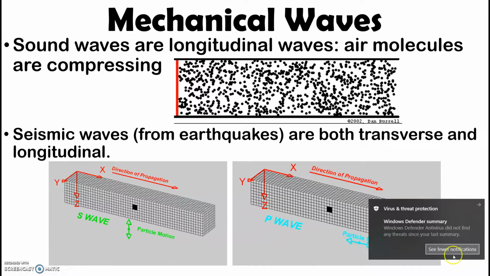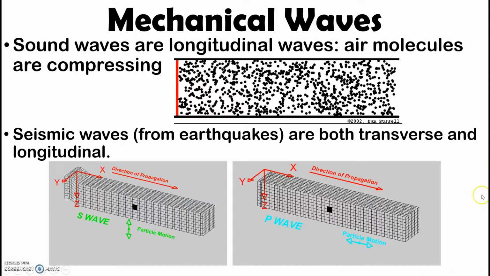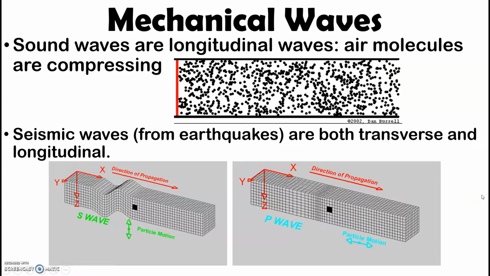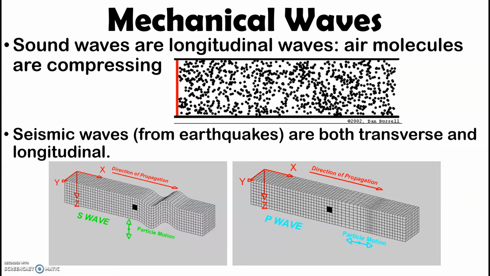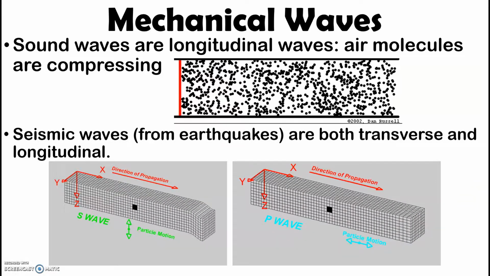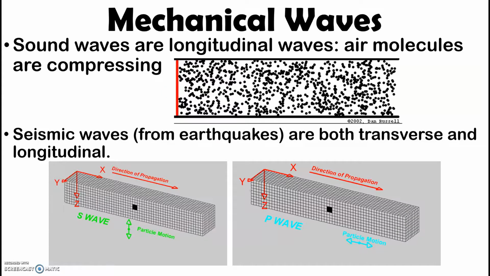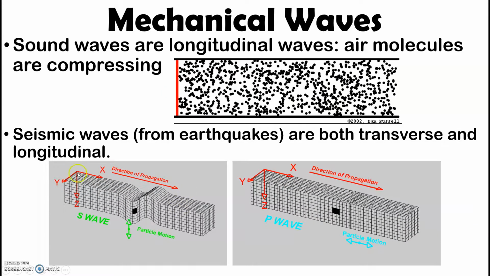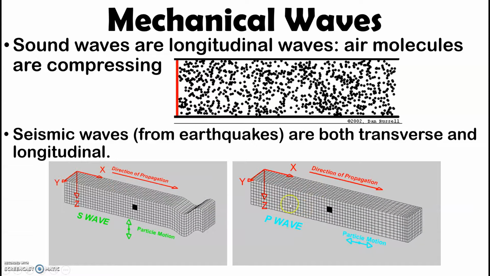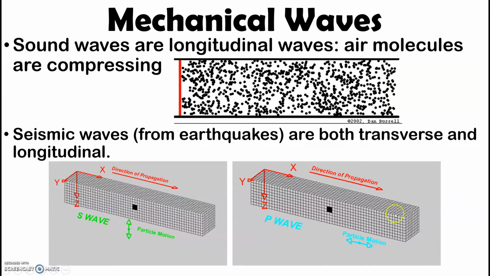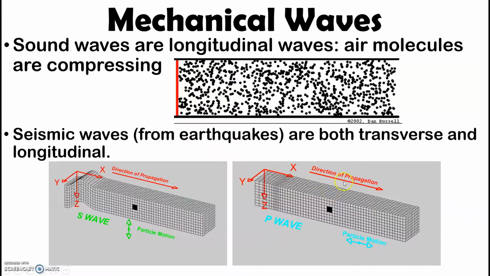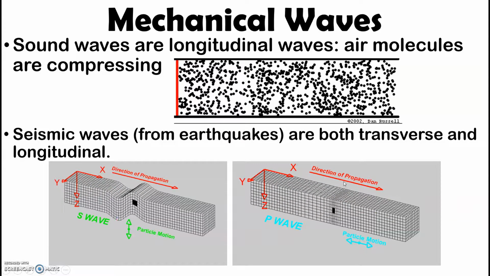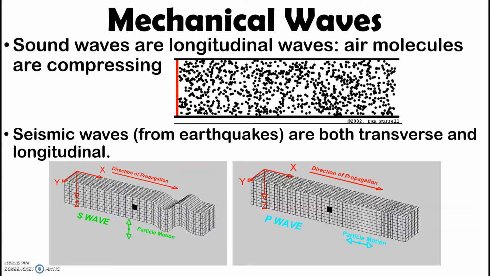They have both. A seismic wave, basically earthquakes, they are both transverse and longitudinal, and you can see by the two graphics down there. The S wave is the wave that shakes up and down, right? And then you have the P wave, or the pressure wave, which is why it's called the P wave, and it is the longitudinal part of the earthquake.